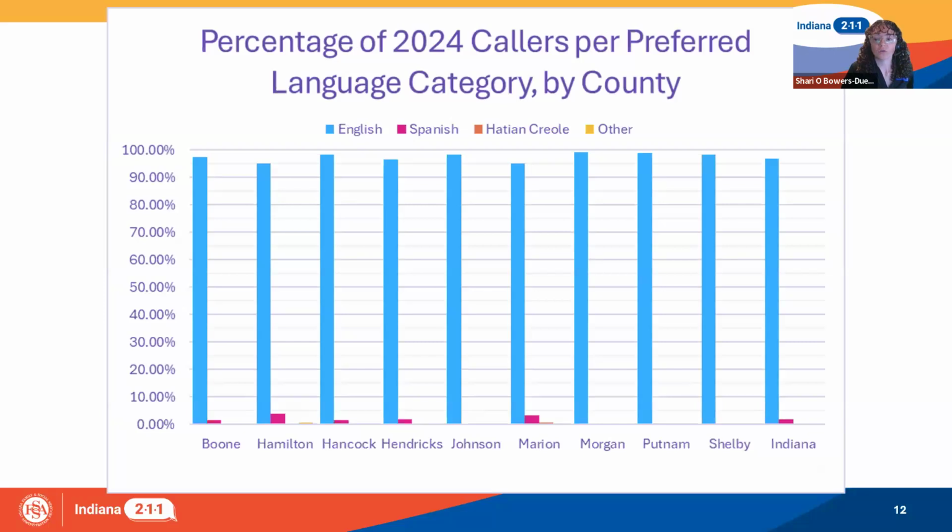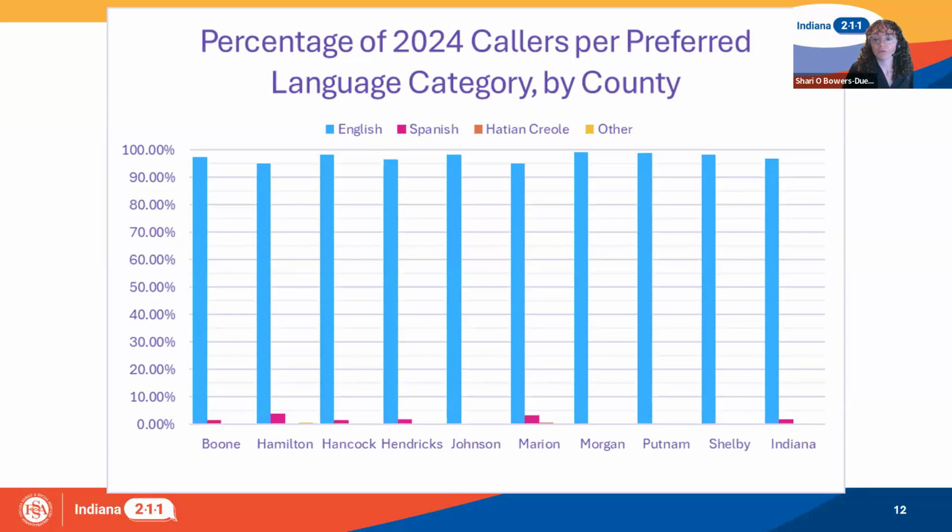And then this graph shows the percentage of 2024 callers from preferred language categories. For Indiana as a whole and every county here, the percentage of callers whose preferred language was English was 95% or higher. Among these 9 counties, Hamilton had the largest percentage of callers whose preferred language was Spanish, with that being 3.8% of callers, followed by Marion County with 3.2% of callers. And for comparison, the state as a whole had just 1.7% of callers whose preferred language was Spanish.